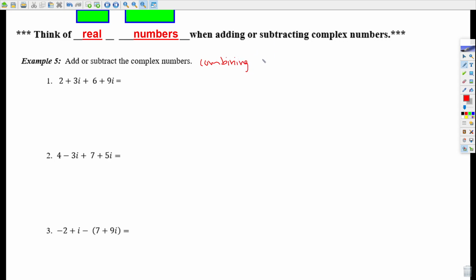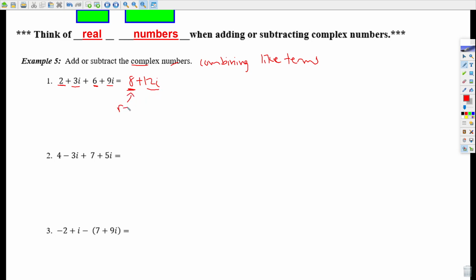I'll write it out. Like terms. So what do we have in common here? We can put the 2 and the 6 together to get 8. 3i plus 9i is 12i. So for some reason, when we do complex numbers, they always have it with the real part first, an 8, and then the imaginary part second.